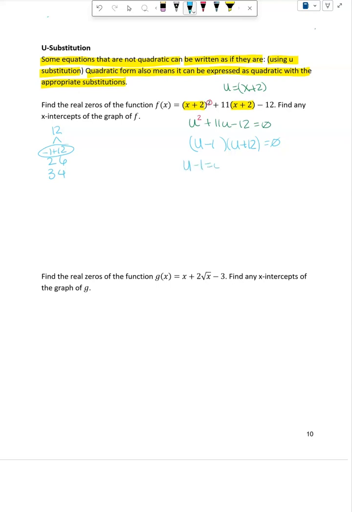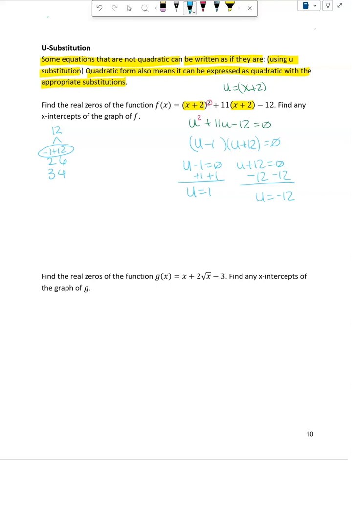U minus 1 equals 0, just like we have all the rest of the time. Add that over. U equals 1. Subtract 12. U equals negative 12. Cool.